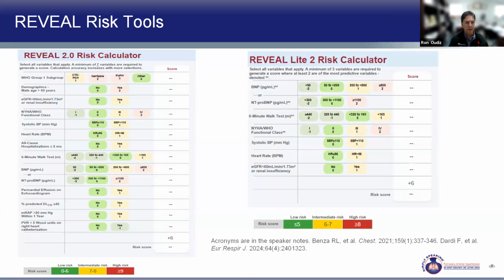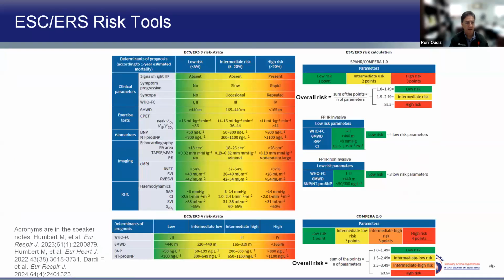This is the Reveal risk score that you can access online and you can make it interactive. I know some institutions have actually integrated it into their EMR so that it allows for database interrogation and QI and all kinds of things, as well as facilitating instantaneous risk assessment when your patient comes to the clinic. It's one of the most commonly used risk tools, but so are the European risk tools here. And the idea here is that you have different weights to some of the clinical parameters and testing that you can add and create a summarized risk score using the most important features.